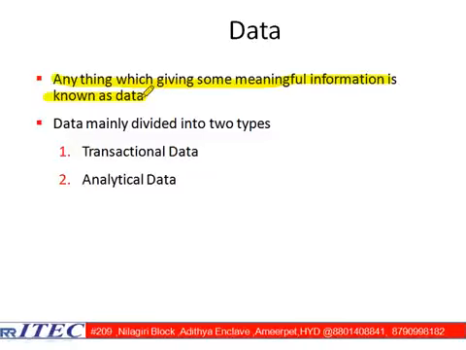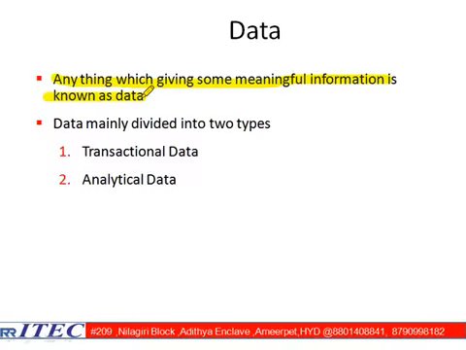So these three words, data, information, and knowledge, one is input for the other. Data is the first one. Then when n number of data are integrated, we get information. N number of informations give knowledge.